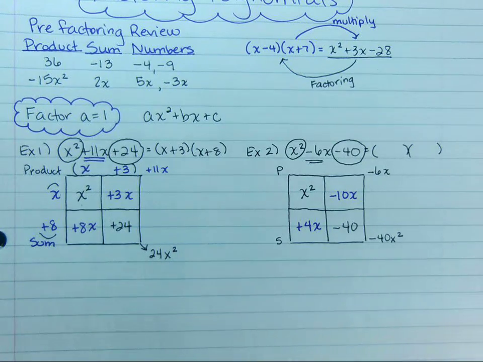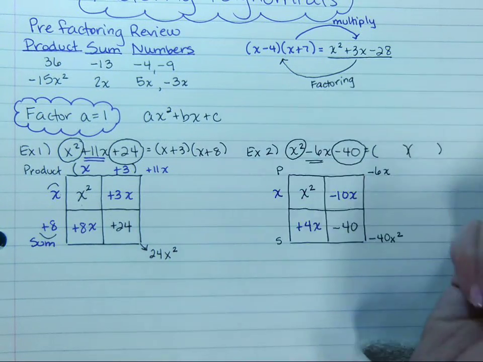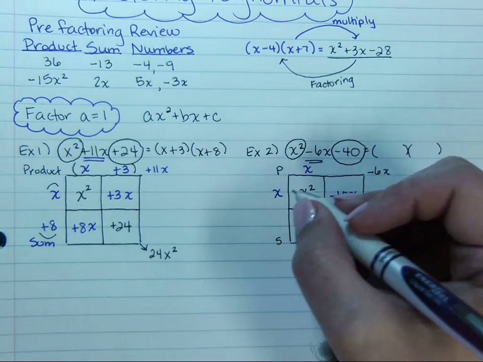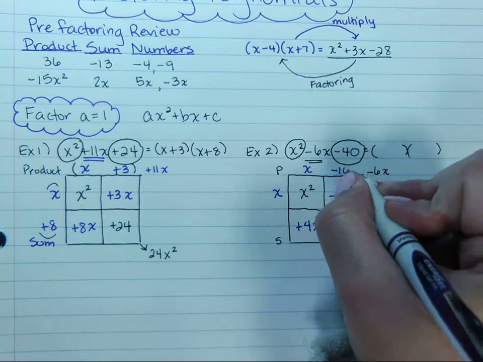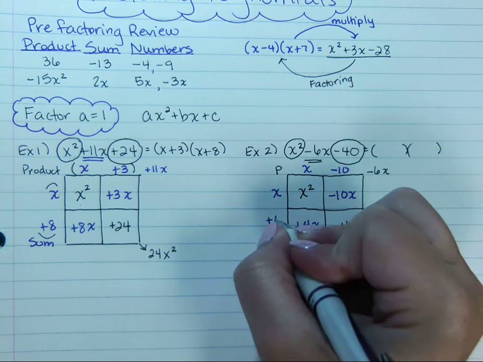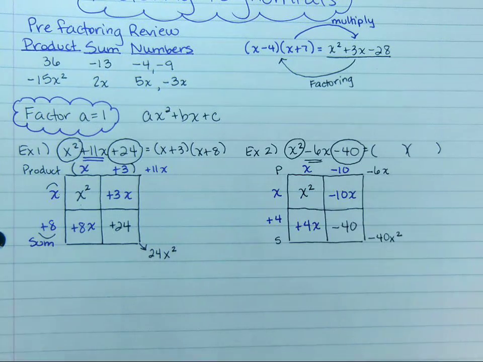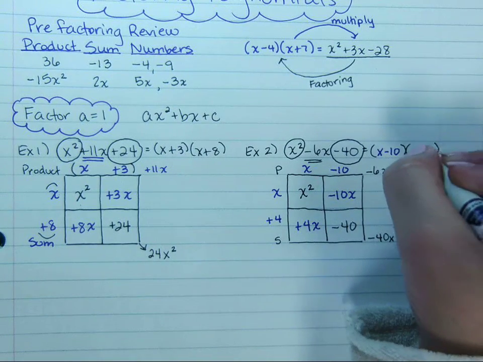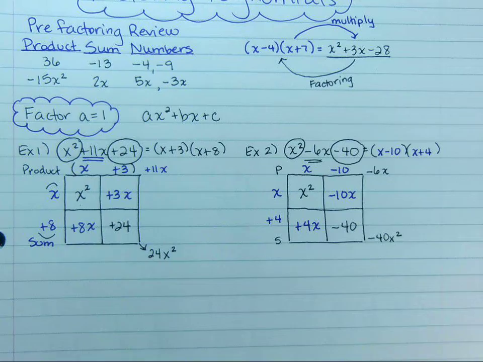And now factor outward. X and x. When a is equal to 1, that's going to be an x and an x each time. So I would need a negative 10 in this box to make the product work for that upper right-hand corner. And I need this to be a positive 4 to make the products work along the bottom. And so my two binomials, x minus 10 times x plus 4.